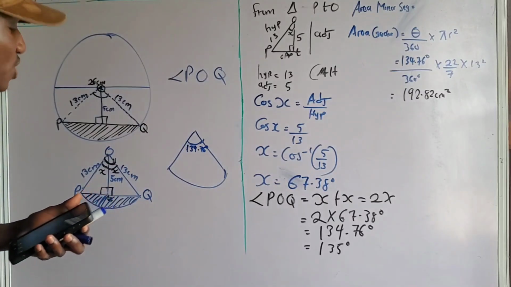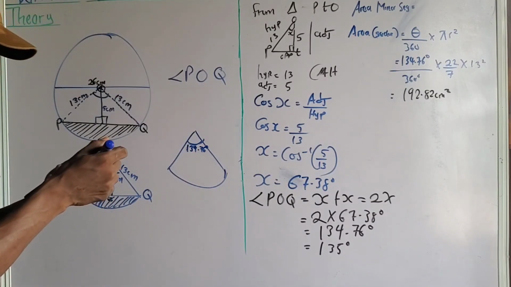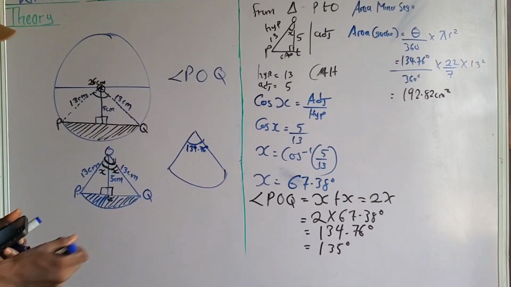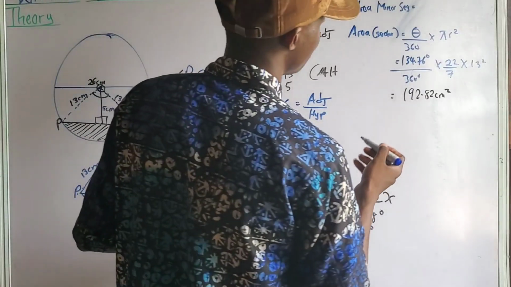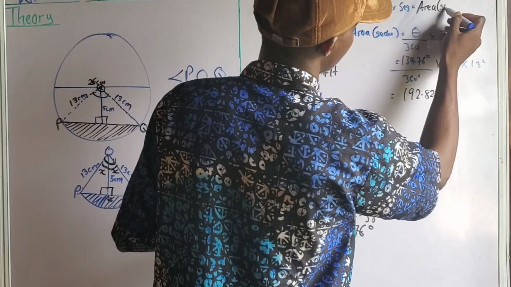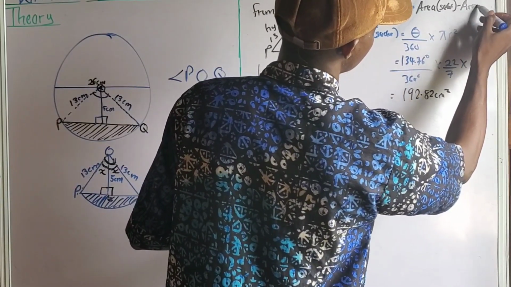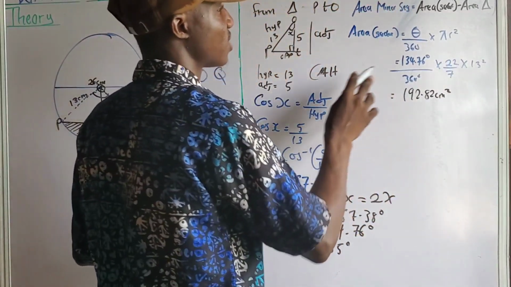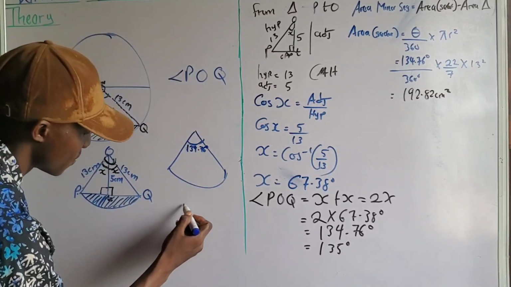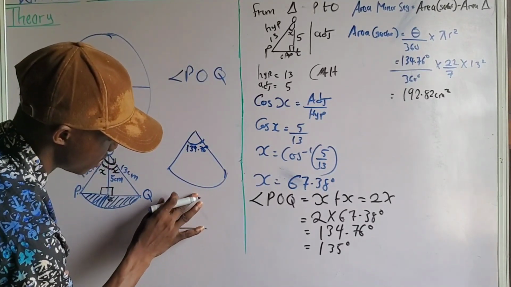Now we need the area of the triangle as well. The area of the triangle is half base times height. Let us bring out the triangle. Area of the sector minus area of the triangle. We have already gotten the area of the sector as this. Now let's get the area of the triangle. This is the triangle. Let me draw it so that you can understand.